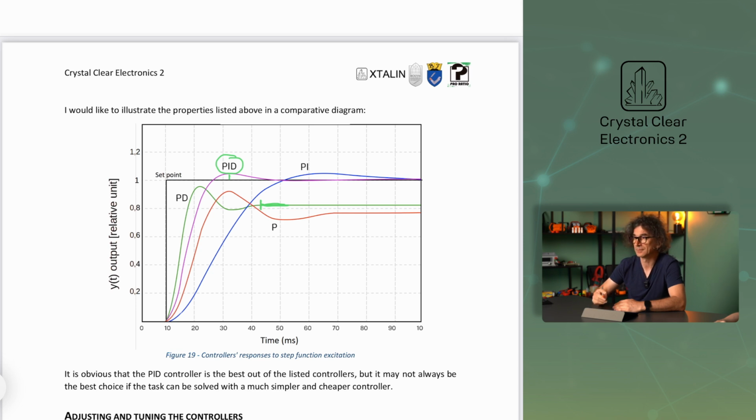However, choosing the PID may not always be the best choice if the task can be solved with a much simpler and cheaper controller. Stay tuned for the final video of Chapter 18, where we'll look at the setup methods and review 2 real-life examples.